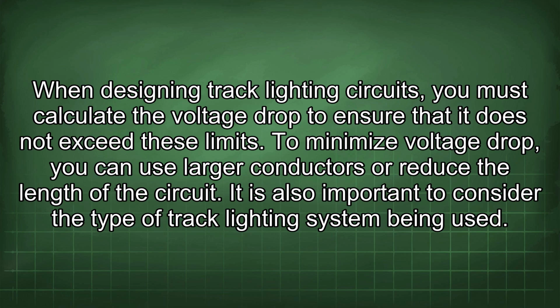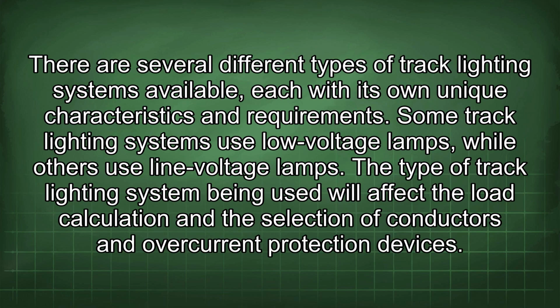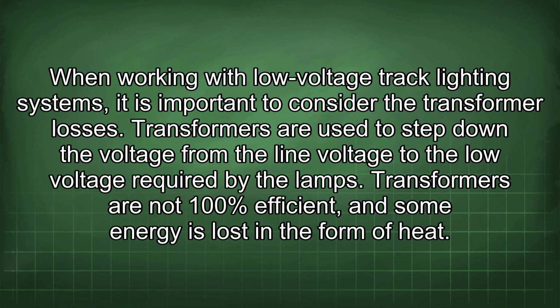It is also important to consider the type of track lighting system being used. There are several different types of track lighting systems available, each with its own unique characteristics and requirements. Some track lighting systems use low voltage lamps, while others use line voltage lamps. The type of track lighting system being used will affect the load calculation and the selection of conductors and overcurrent protection devices. When working with low voltage track lighting systems, it is important to consider the transformer losses.